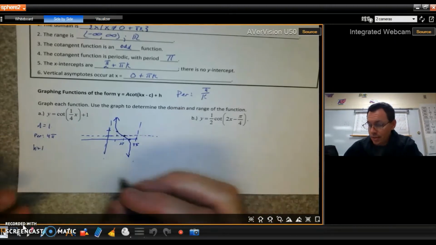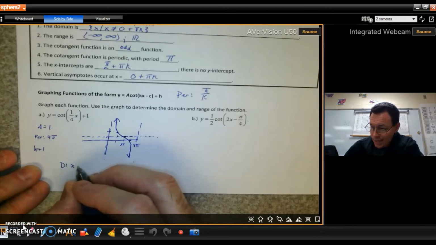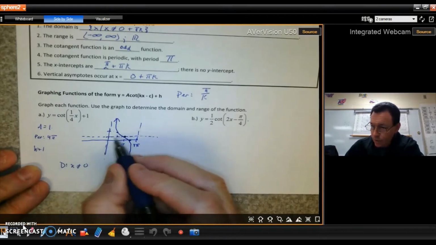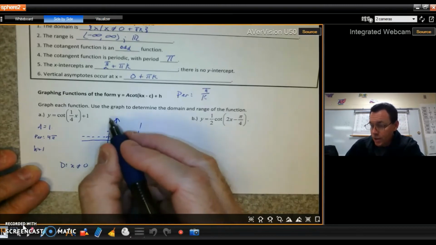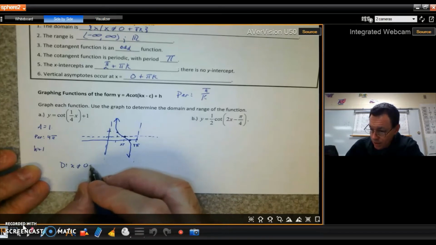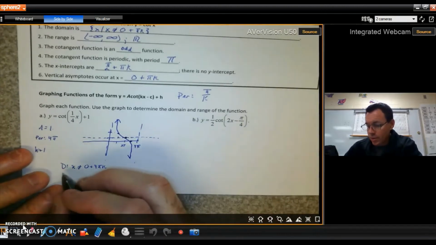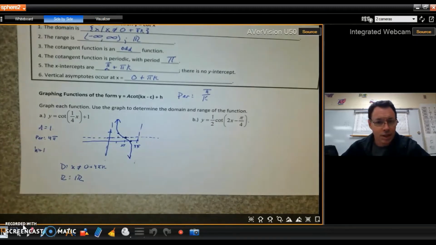Okay, domain: x cannot equal 0, and then where's the next one? It's at 4 pi, so that's the multiplier. We can't equal 0, and we also can't equal any multiple of 4 pi. 4 pi, 8 pi, 12 pi. None of them are going to work. And then the range is all real numbers. So the range on all of these is always all real numbers. Not a lot to do there.